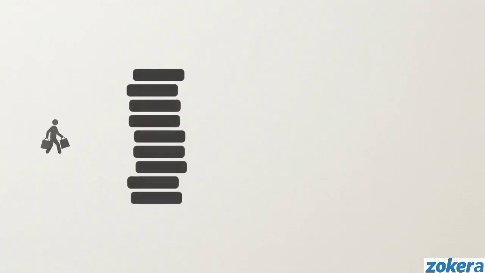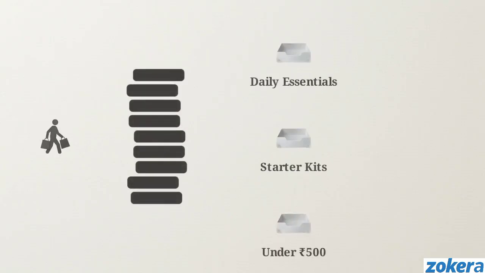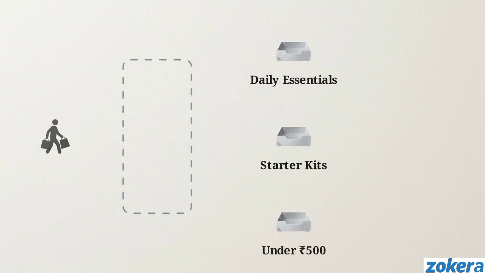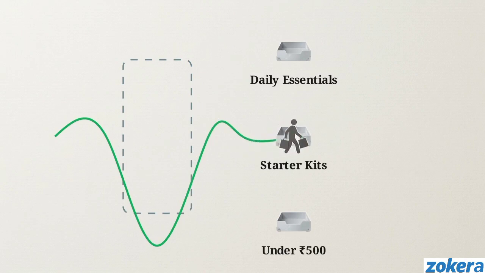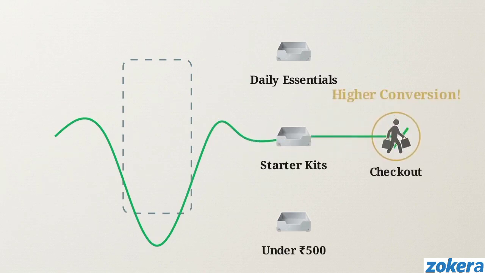Instead of a single list, build subcategories in Zokera to keep products in logical groups. This logic flowchart illustrates how a buyer bypasses the main list, finds a specific category, and completes checkout effortlessly, directly correlating to higher conversion rates.